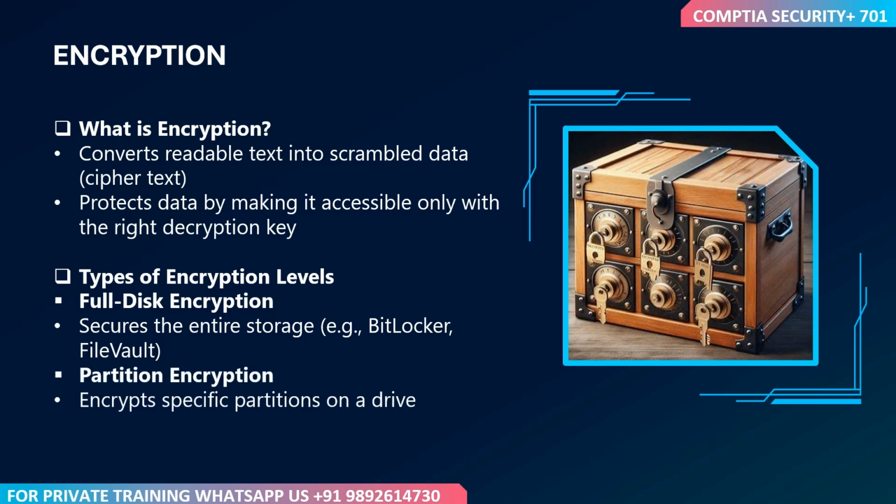Partition encryption. Sometimes you might want to divide your storage box into smaller sections, like different compartments in a drawer. Partition encryption secures each of these compartments separately. Now this means even if someone gains access to one partition, they still can't access the others without the right key. Example, you have a computer with two partitions, one for personal files and another for work-related documents. Encrypting each partition separately ensures that your personal and work data remain private from each other.